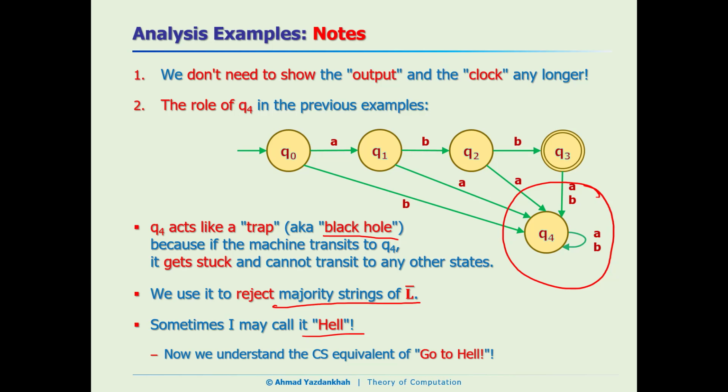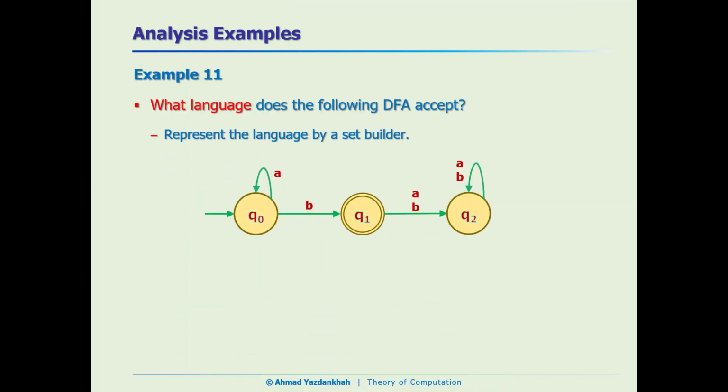Why majority? Why didn't I say all of them? Because some other states, like this one, reject the strings. It's not the case that only the trap will reject all of the strings. Let me take another example. The question is what language this machine will accept.